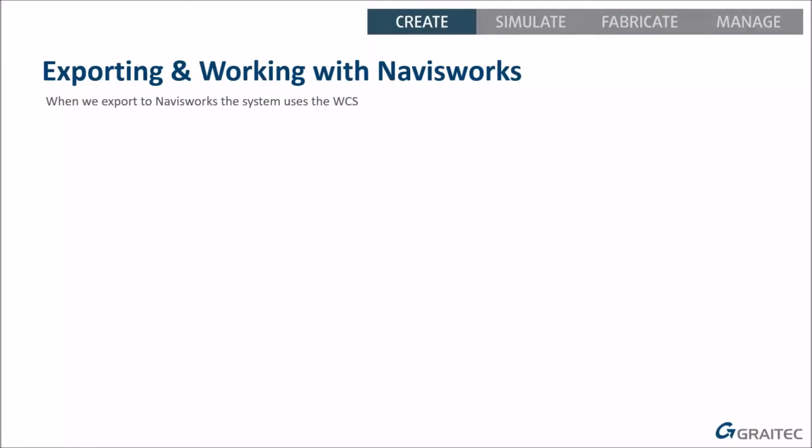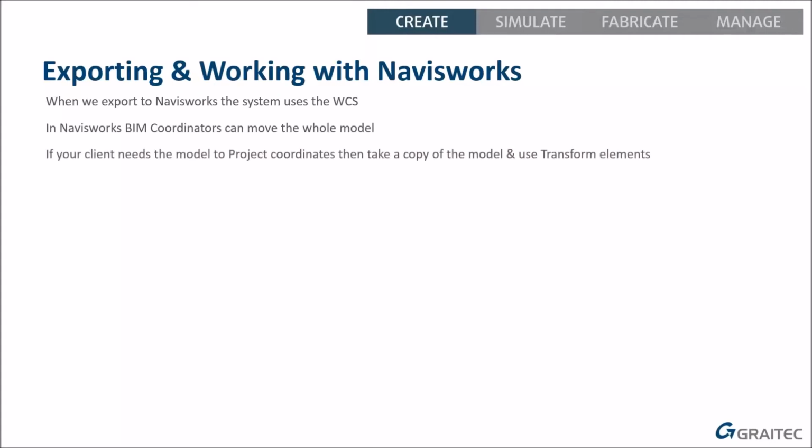When we're exporting to Navisworks, we create what is called a 3D DWF file that uses our WCS, the World Coordinate System, the point that can't be moved. In Navisworks, your BIM coordinator can move the whole model by typing in new coordinates, which I'm going to show you in a minute. My experience in the past is these BIM coordinators don't necessarily like doing that because they don't know where your model has been modeled from. They will ask you to export it to specific coordinates.